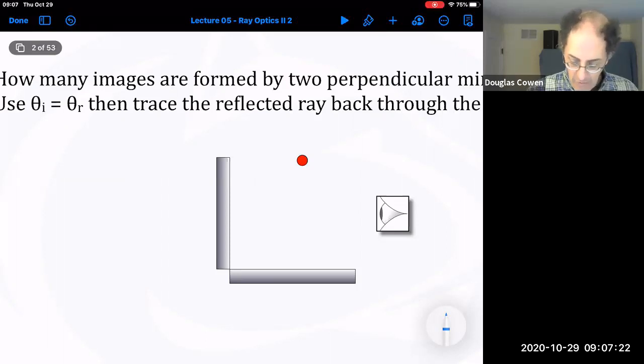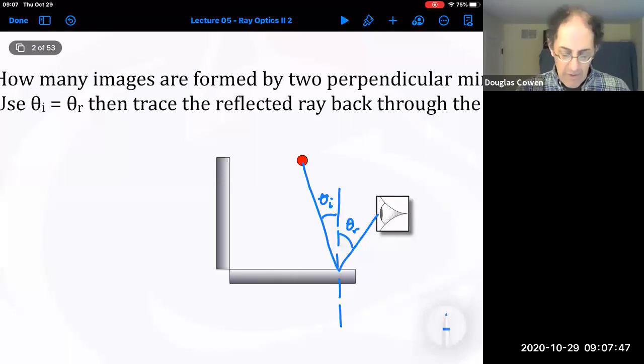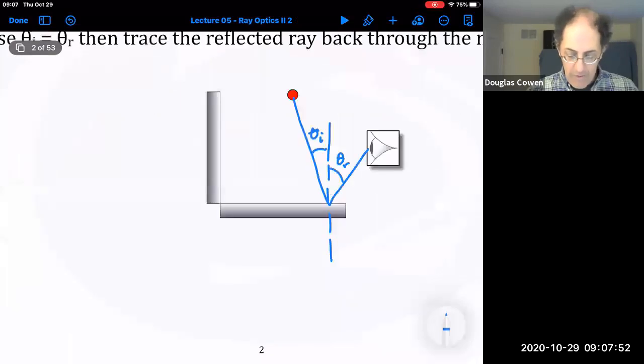So let me just draw one example of such a ray. We can have the light coming down like this, and then it will bounce off. And if I drew things correctly, which I sort of did, then this angle of incidence is equal to this angle of reflection. So the question is, how many other cases are there like this?